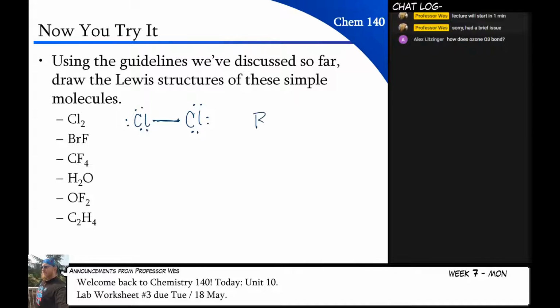For BrF, you're going to notice that, well, wait a second, I get exactly the same thing. And yeah, you totally do. There you go. And that makes sense because they're all elements that are in group 17, right? So they all have one unpaired electron on them, so the only option is to just pair those.